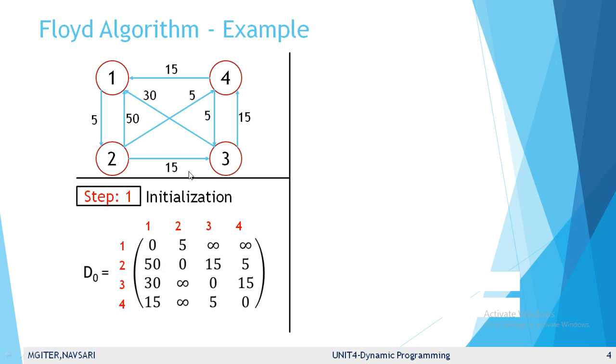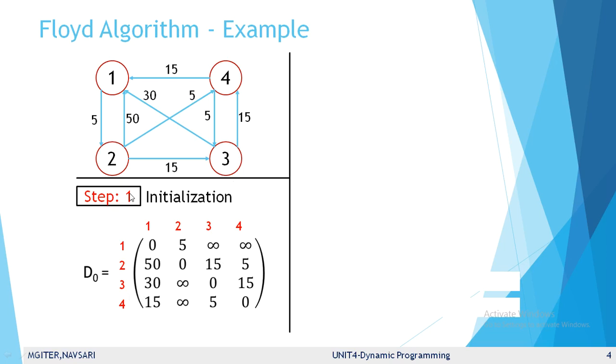Similarly, 3 to 1, there is a direct edge with the distance 30. 3 to 2, here no direct edge, so here we write infinity. 3 to 3, no self loop, so here we write 0. 3 to 4, here a direct edge is given, so here we write 15.